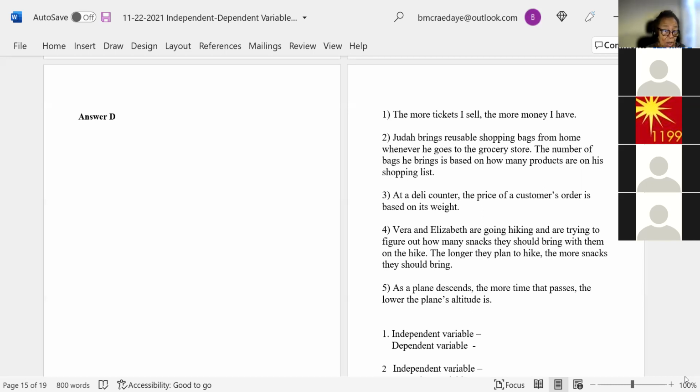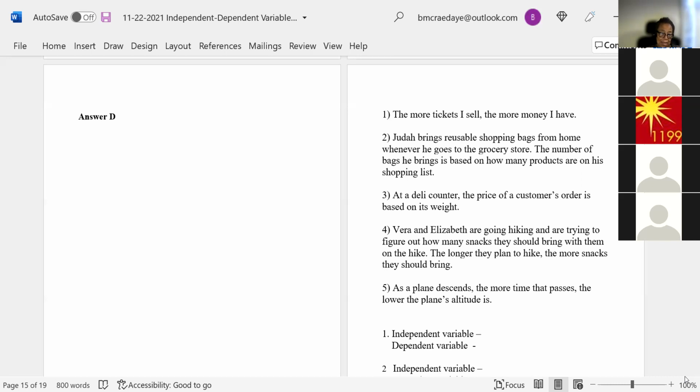And number four, you taking snacks on a hike. The longer you hike, the more snacks you should bring. Which one is independent? Which one is dependent? The length of the hike, the snacks that you bring.